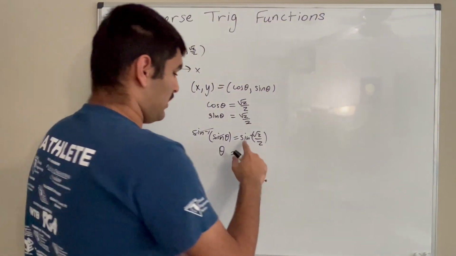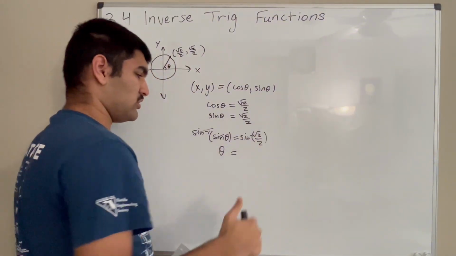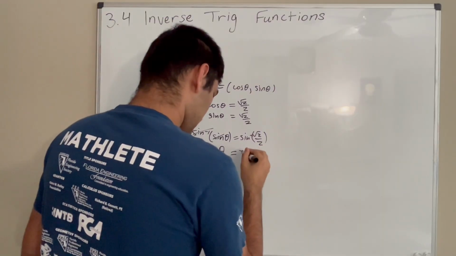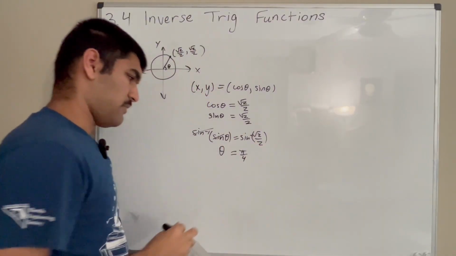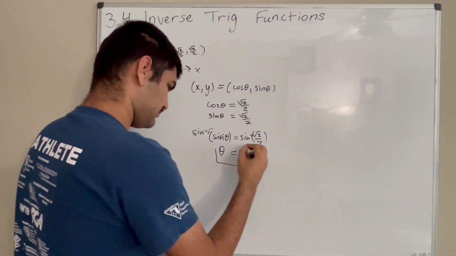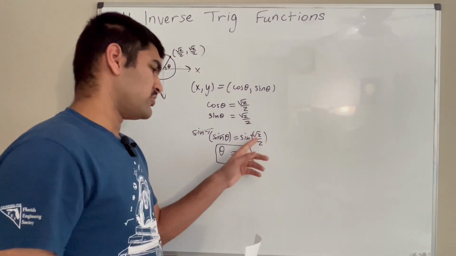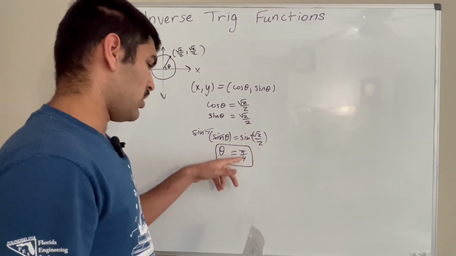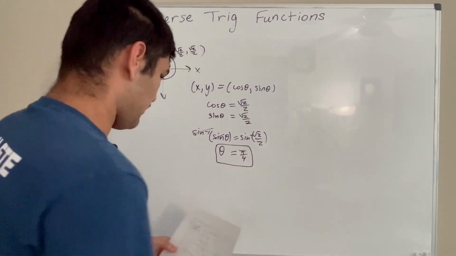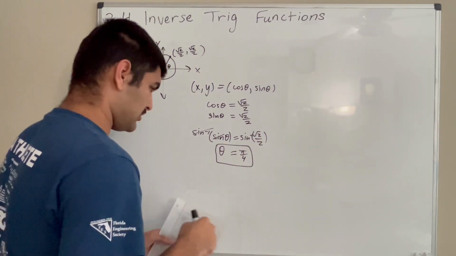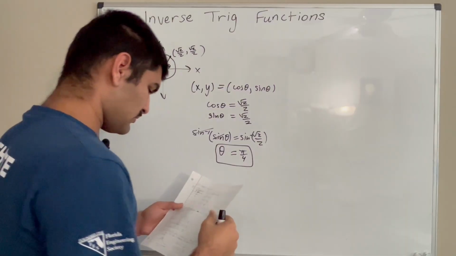Okay, and you could just put this into a calculator, and then you can also easily get pi over 4 equals theta. Just make sure that your calculator's in radian mode, because you are dealing with radians. But anyway, that's how you use inverse trig functions.